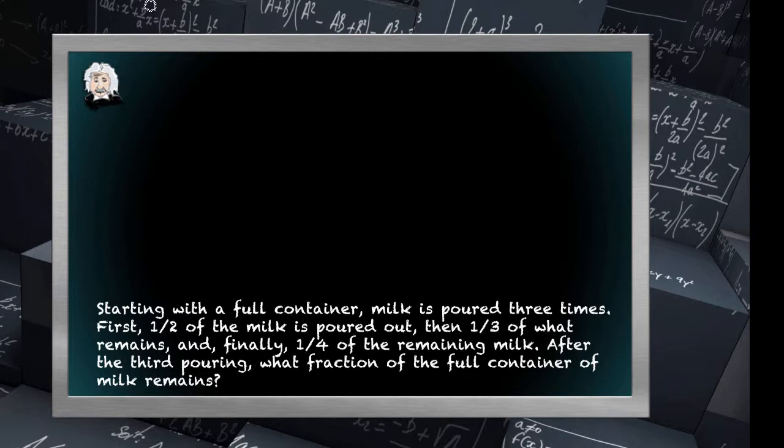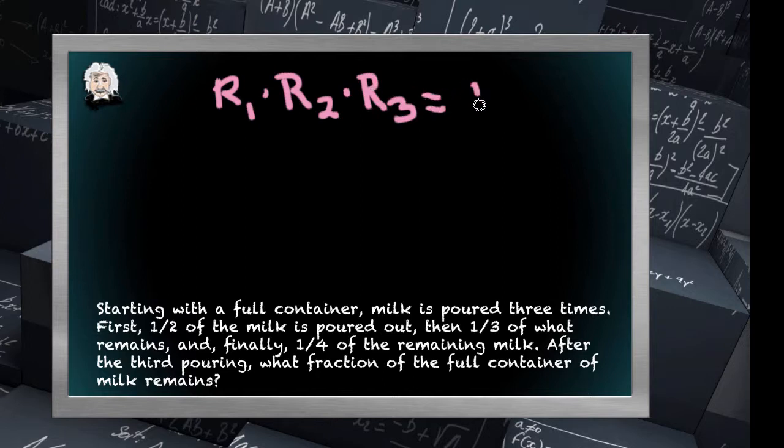Well, each pouring is essentially an independent event, so to calculate the remaining amount, we need to calculate the fraction that remains after each pouring. And for the 3 pourings, I'll call those fractions R1, R2, R3. The product of all 3 should give us the total fraction that remains after all 3 pourings.